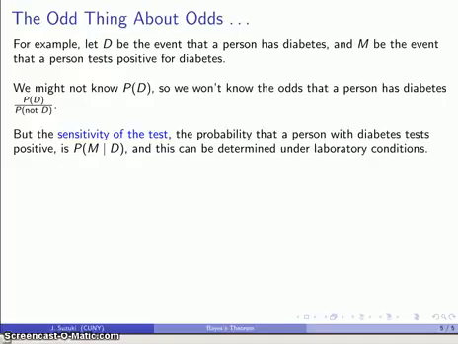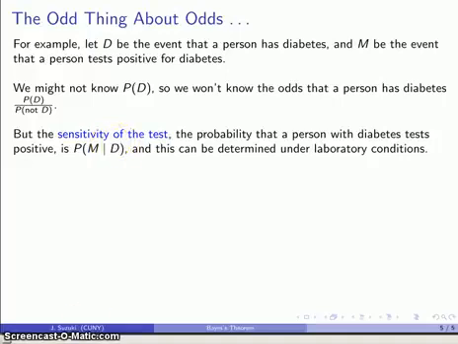And the important thing about this is that we can determine the sensitivity under laboratory conditions. We take a whole bunch of people who we know for certain have diabetes, and we administer the tests, and we see how many of those people actually test positive. And since we know they have diabetes, the frequency that we get positive results will be our probability that the test returns positive, given that we know that a person has diabetes.